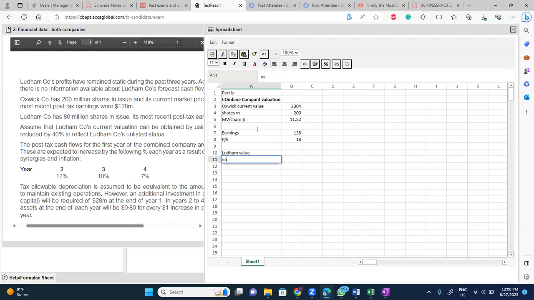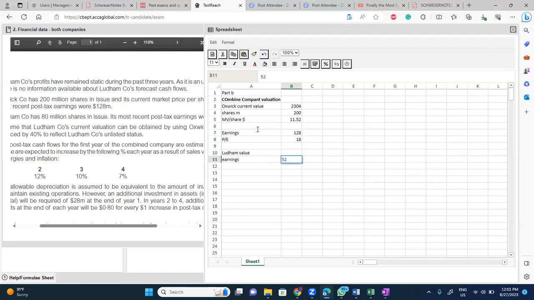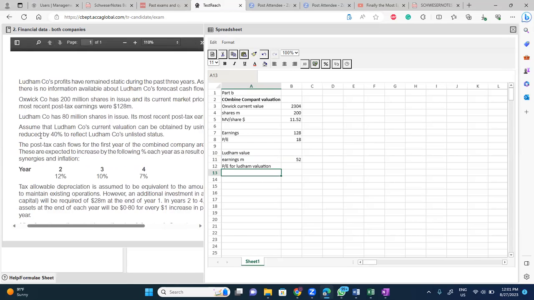Ludum earning is 52 million. So the suitable PE ratio for Ludum valuation should be 40% less, by using the Oxwick company PE ratio reduced by 40%. So its valuation will be 52 into 10.8, 561.6.